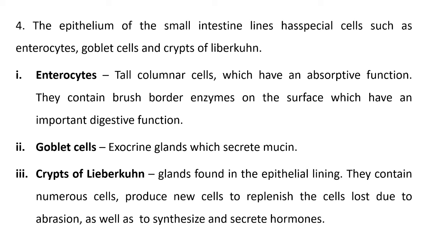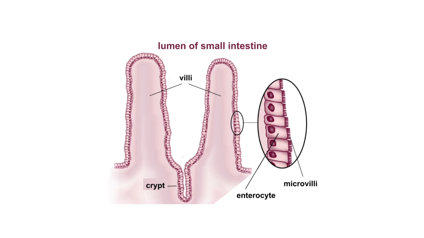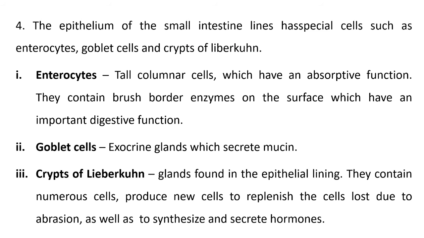The fourth function of the small intestine, the duodenum, is that it has special types of cells, as I said in the previous diagram: enterocytes, goblet cells and crypts of Lieberkühn. Enterocytes are tall columnar cells with a hair-like structure, and these are absorptive in function. Just like a toothbrush has bristles, these bristles are called microvilli.